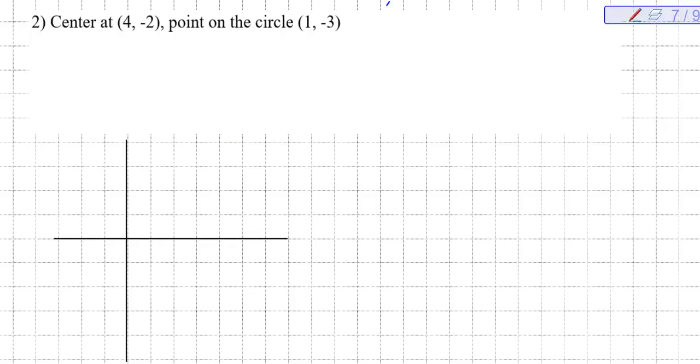Problem 2. Center is at 4, -2, and a point on the circle is 1, -3. Do I have right now the information that I need? I have the center but I don't have the radius. So there's a couple things I could do. I could use the distance formula because the distance between the center and a point on the circle would be the radius, right? And if I'm not feeling comfortable with that, of course, I can go ahead and graph both of them, this being the center, this being a point on the circle. So it does like that.